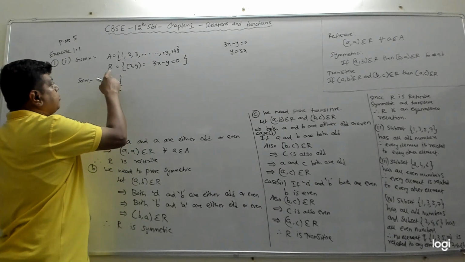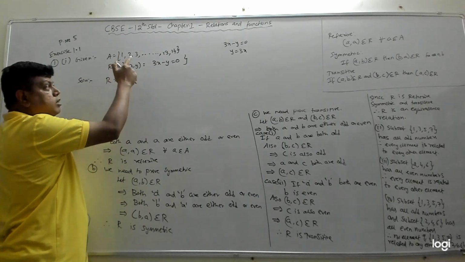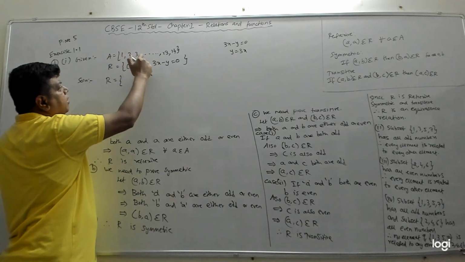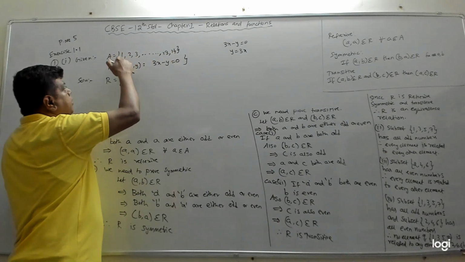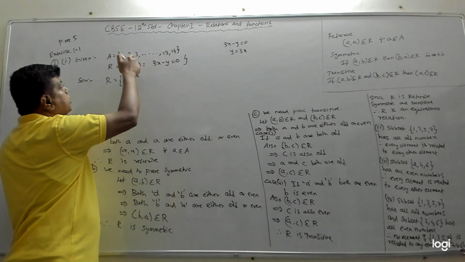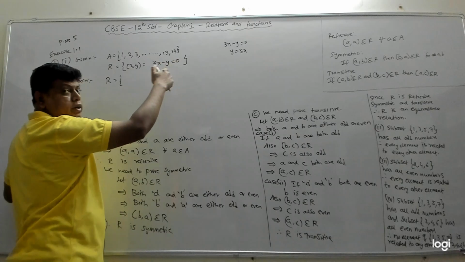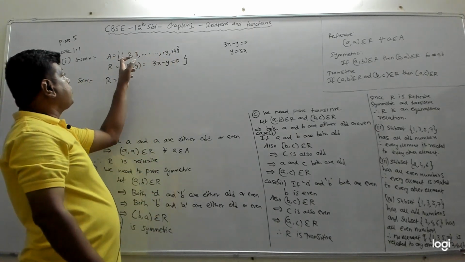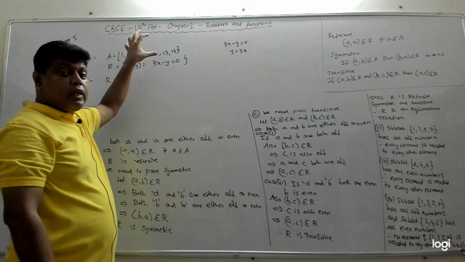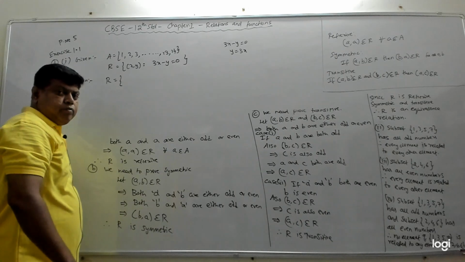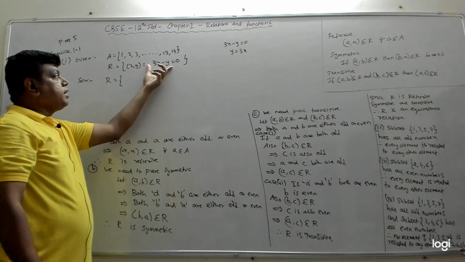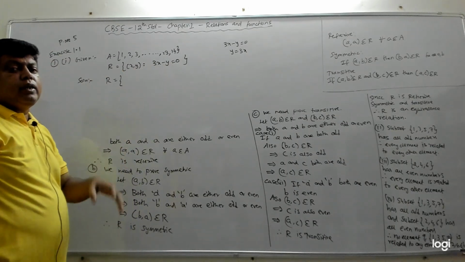Now, R is a subset of A cross A. What is the A cross A set? 1, 1, 1, 2, 1, 3, 1, 4, 1, 5 till 1, 14, then 2, 1, 2, 2, 2, 3, 2, 4 till 2, 14, then 3, 1, 3, 2, 3, 3, 3, 4 till 3, 14, and it goes on till 14, 1, 14, 2, up to 14, 14. So it will have 14 into 14, 196 elements in the set A cross A, and from those elements we have to check which ordered pair will satisfy that condition.